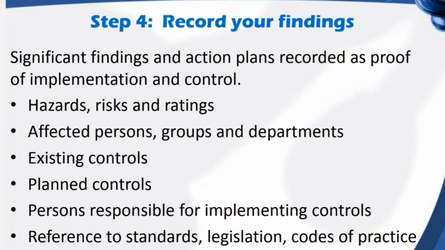Step 4. Record your findings. Significant findings and action plans are recorded as proof of implementation and control. Record hazards, risks and ratings, affected persons, groups and departments, existing controls, planned controls, persons responsible for implementing controls, and reference to standards, legislation, and codes of practice.